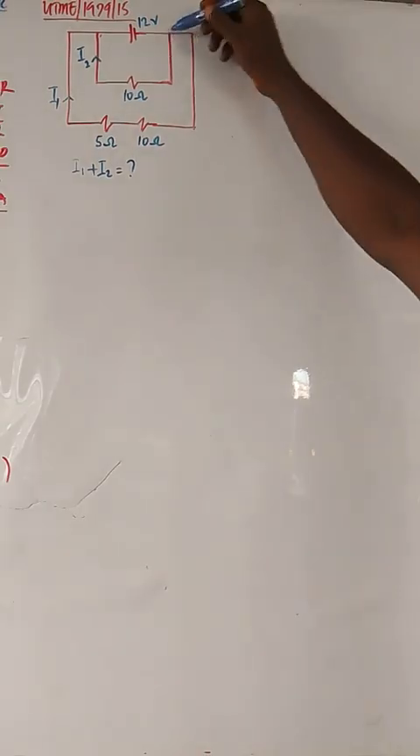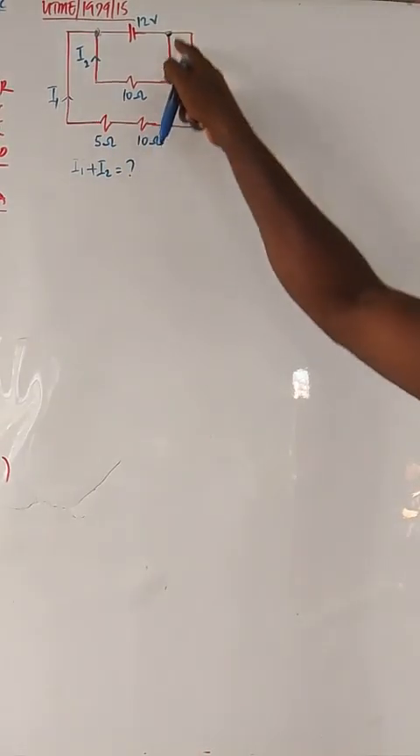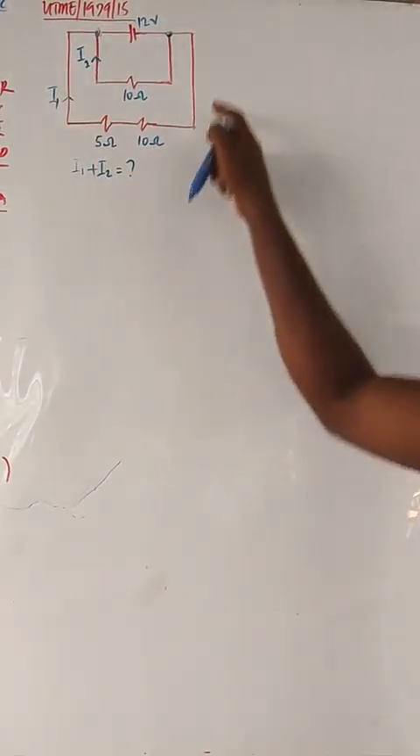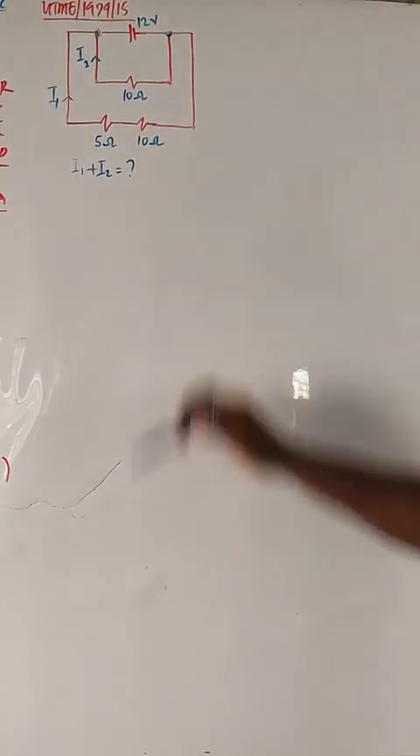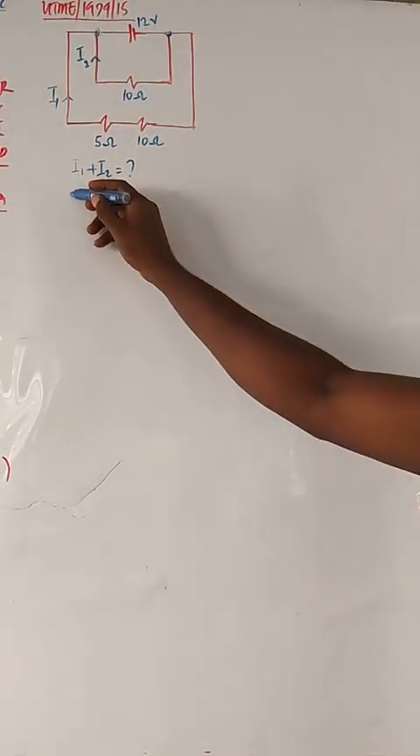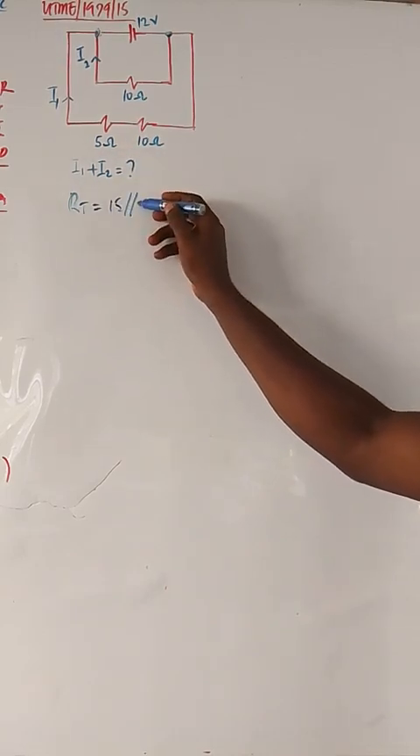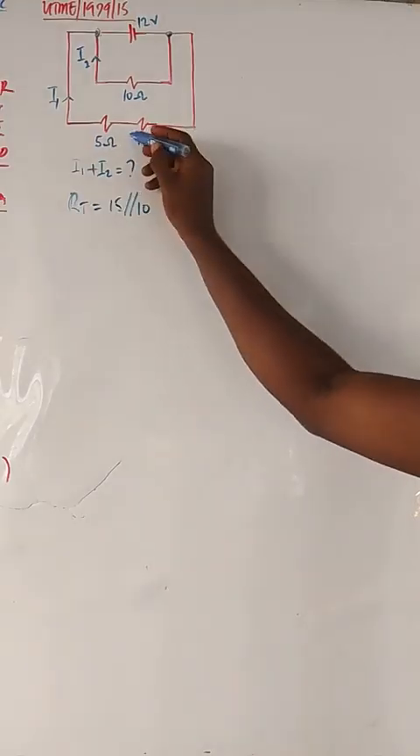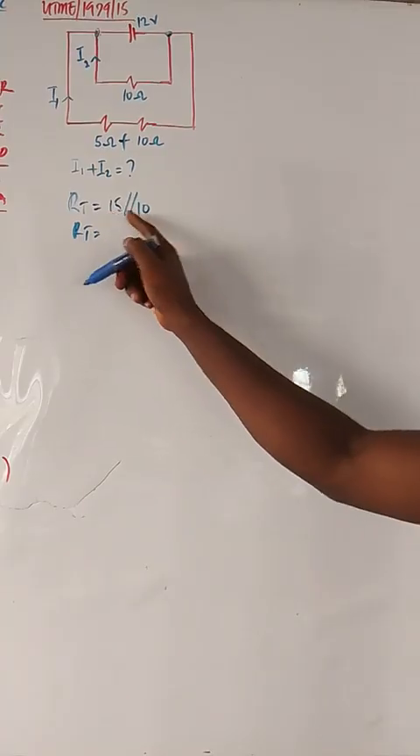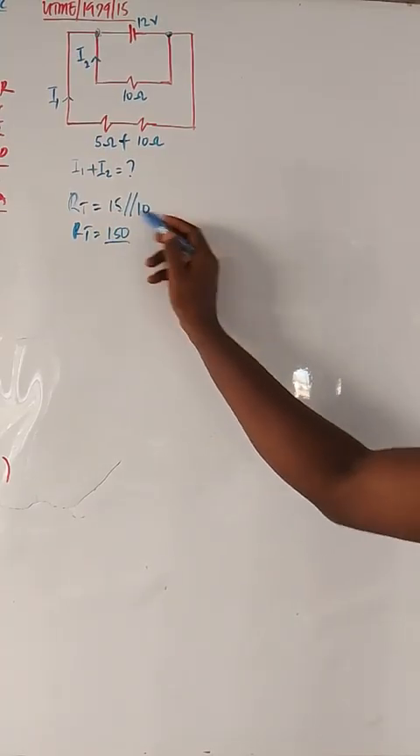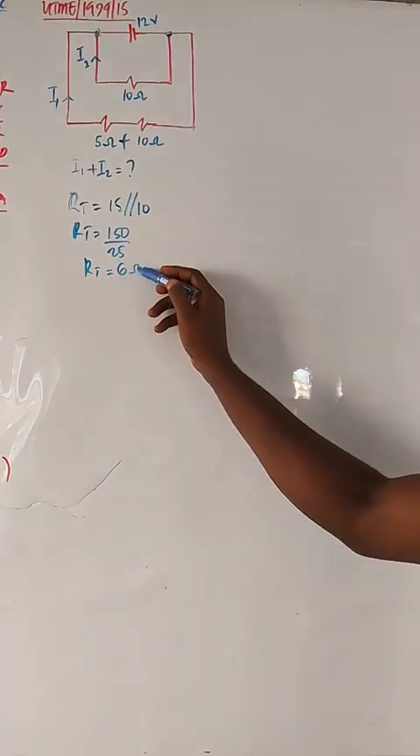How? This is the node. Always look for the node. The battery is between these points. This 10 is also between these points. This 15 is also between these points. So it means the 15, the 10 and this battery, they are all in parallel. So the effective resistance is going to be 15, that's 5 plus 10, in parallel with 10. And I told you, if you have two resistors in parallel, you don't need to solve. You multiply, that's 150. Then you add, that is 25. And then you get the total R to be equal to 6 ohms.